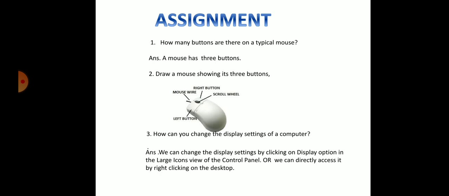Number 3. How can you change the display settings of a computer? Answer: we can change the display settings by clicking on the display option in the large icons view of the control panel, or we can directly access it by right clicking on the desktop.